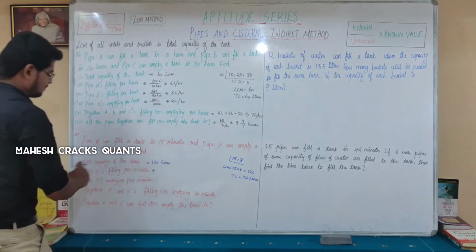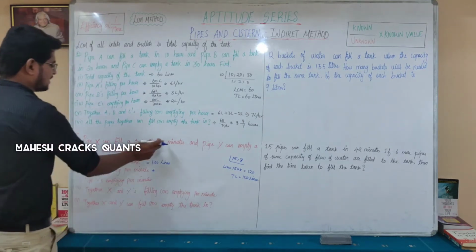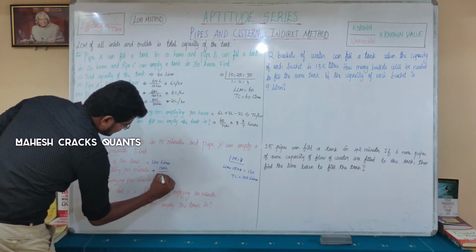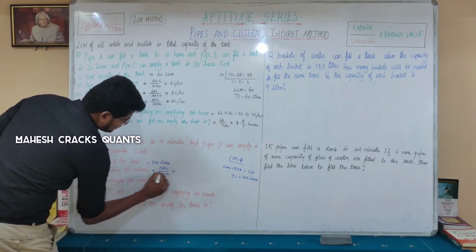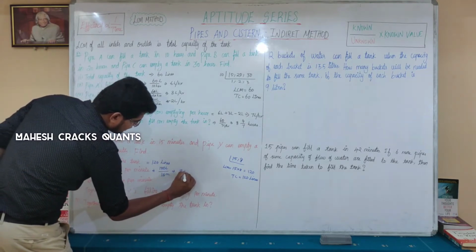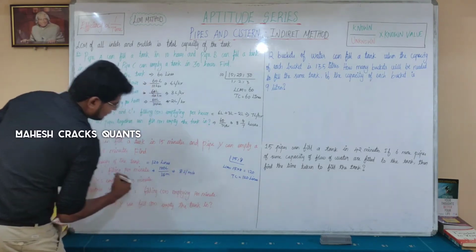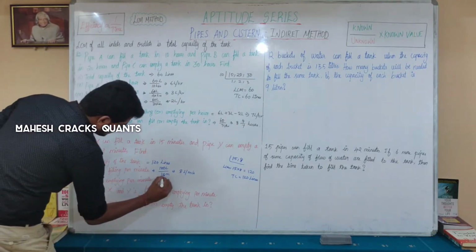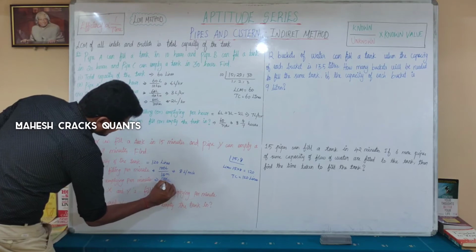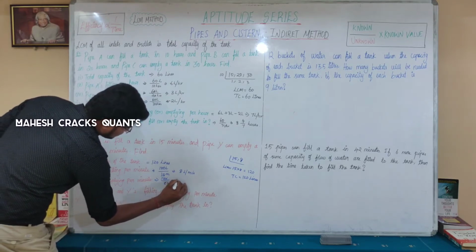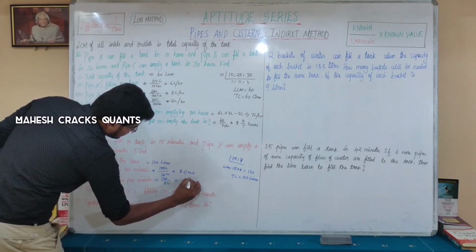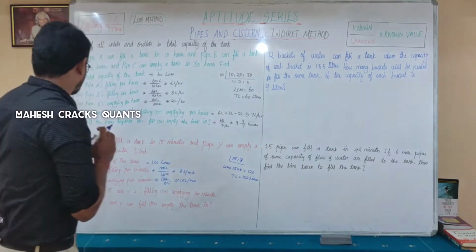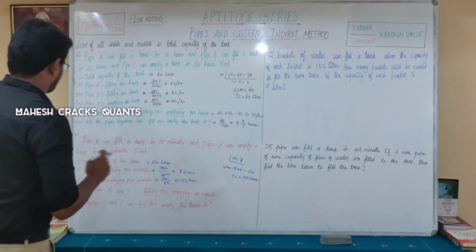Pipe X is filling. X can fill it in 15 minutes, so 120 liters in 15 minutes. Cancelling this, we get 8 liters per minute, so it fills 8 liters per minute. Here pipe Y is emptying. Pipe Y empties 120 liters in 8 minutes, so you get 15 liters per minute, which it is removing.